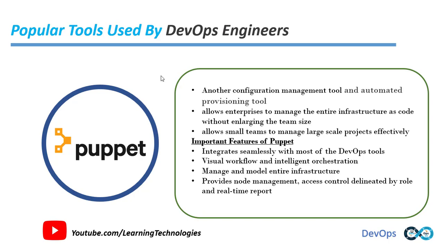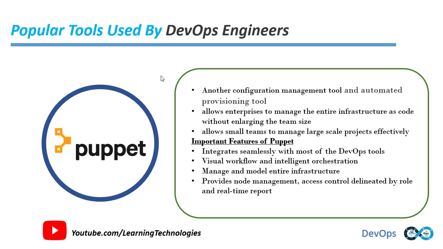It is used for the automation of processes including software inspection, provisioning, patching, and management of operating systems and application components across enterprise and cloud environments. Puppet allows enterprises to manage the entire infrastructure as code without enlarging the team size. The tool eliminates manual work and accelerates the software delivery process. It automates the methods of inspecting, delivering, and operating the software in order to reach the delivery deadline quickly and securely. It allows small teams to manage large-scale projects effectively.